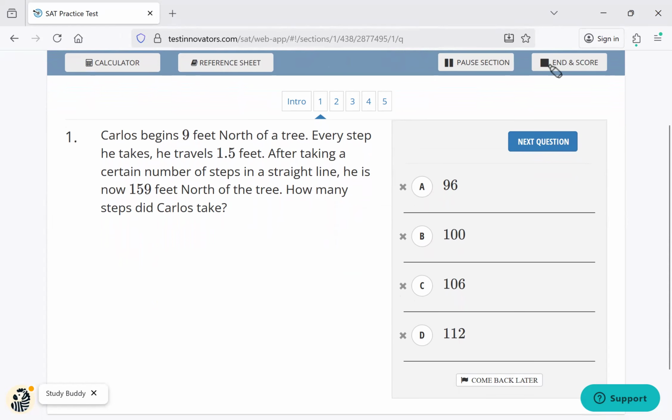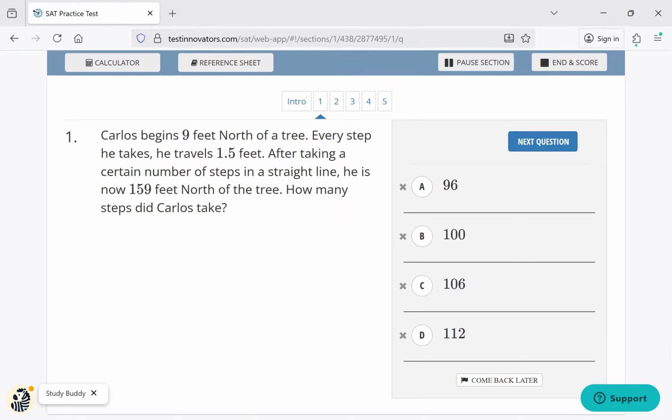Carlos begins 9 feet north of the tree. Every step he takes, he travels 1.5 feet. After taking a certain number of steps in a straight line, he is now 159 feet north of the tree. How many steps does Carlos take? So this is definitely a linear equation.